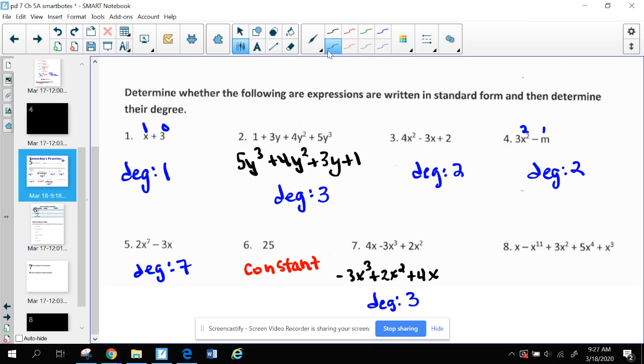Same thing with 8, we got to rewrite 8. So over here on 8, our largest term should actually be that negative x to the 11th, then plus 5x to the 4th. Then we go plus x to the 3rd, plus 3x squared, and plus x. And then again, once it's in standard form, the degree is just the degree of your first term. So this would be degree 11.